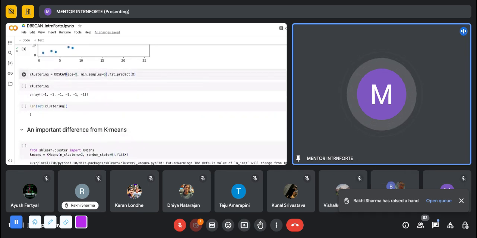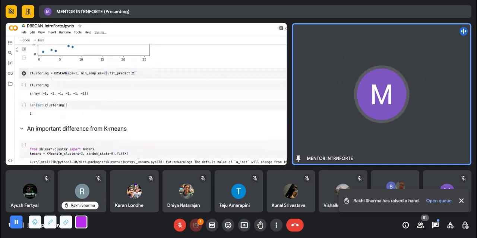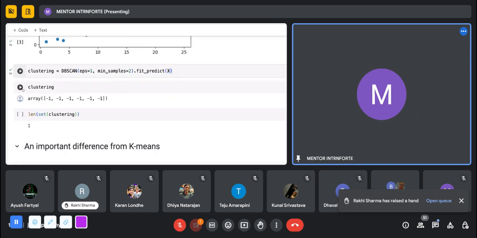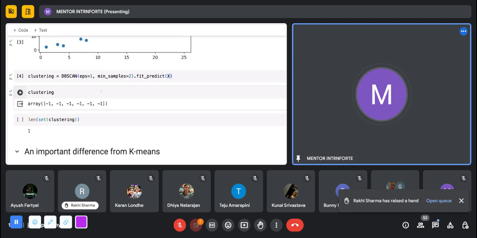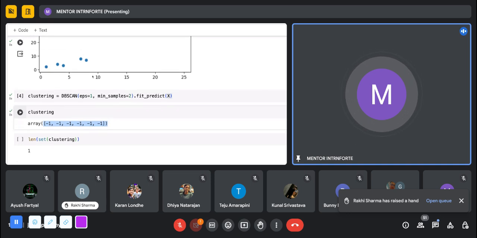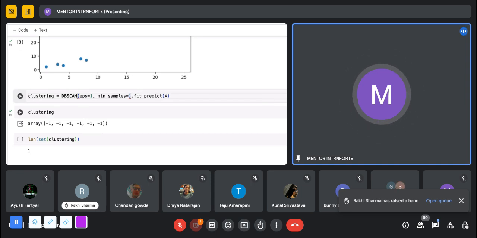So first, let's do epsilon 1 and min samples 3 and try it out. This is what clustering is: you just create an object, clustering equals DBSCAN, where you mention epsilon and min samples. These are the two things you have to mention. Then fit_predict, and you pass all the points over here. Okay, so we are getting all as -1. That means it is considering everything as noise. Now let us try increasing this.